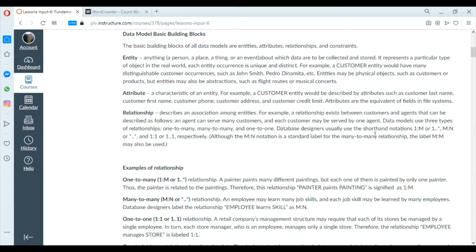Okay, we have here sample shorthand notations that database designers use. One colon M, which signifies one is to many, or could be one dot dot asterisk, wherein asterisk represents many. Okay, we could also have one colon N or asterisk dot dot asterisk, and one colon one or one dot dot one.